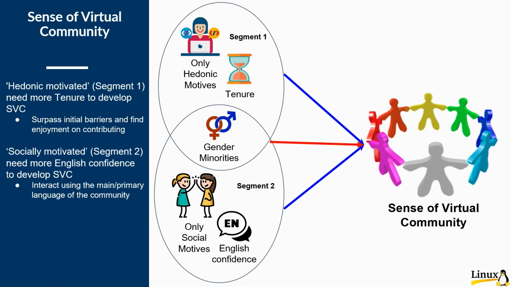And the first segment, the first group, they have only hedonic motives. They don't have other motives associated with the sense of virtual community. And for that group, tenure is positively associated with the sense of virtual community. And then we understand that the second group is the group that had only social motives associated with the sense of virtual community, and English confidence also is positively associated with it.